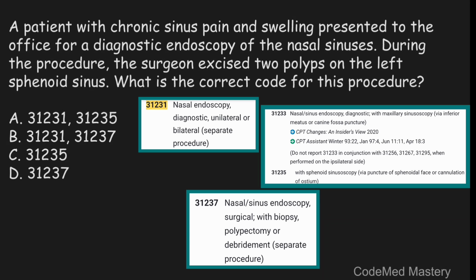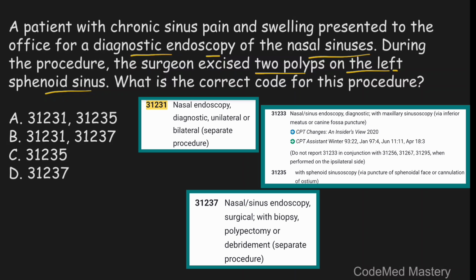Now let us read the question and highlight the important terms. A patient with chronic sinus pain and swelling presented to the office for a diagnostic endoscopy of the nasal sinuses. During the procedure, the surgeon excised 2 polyps on the left sphenoid sinus. What is the correct code for this procedure? So which among these 4 codes is the right one?